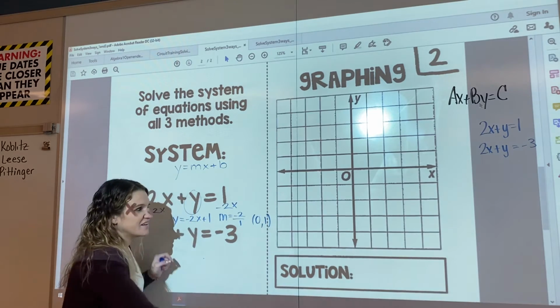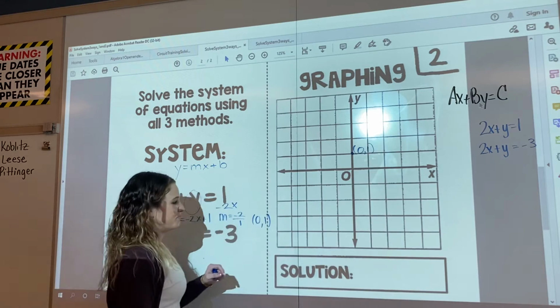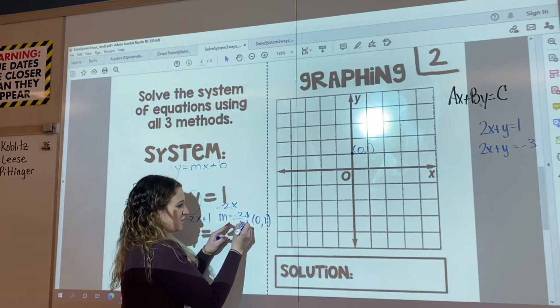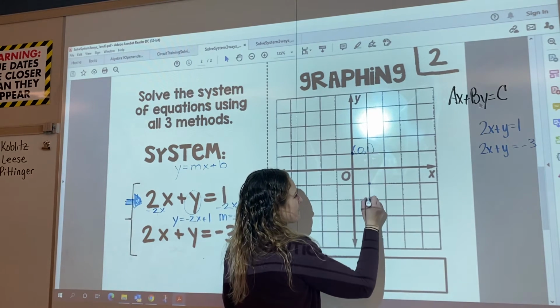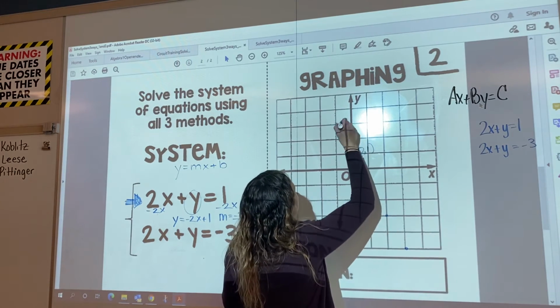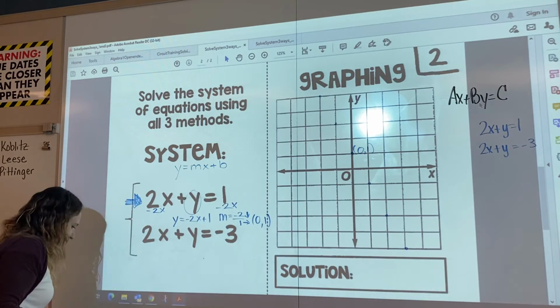Let's start there. So from my origin, I'm going to go up 1. There's 0, 1. From that point, I'm going to go down 2 to the right 1. So from here, I'm going to go down 2 to the right 1. And let's draw our line.